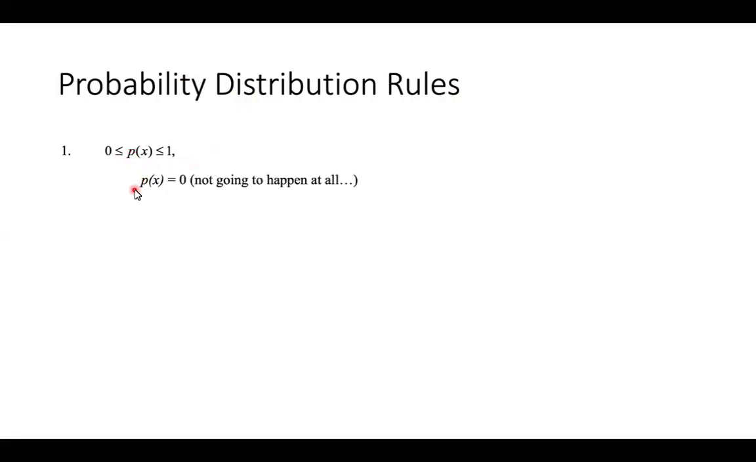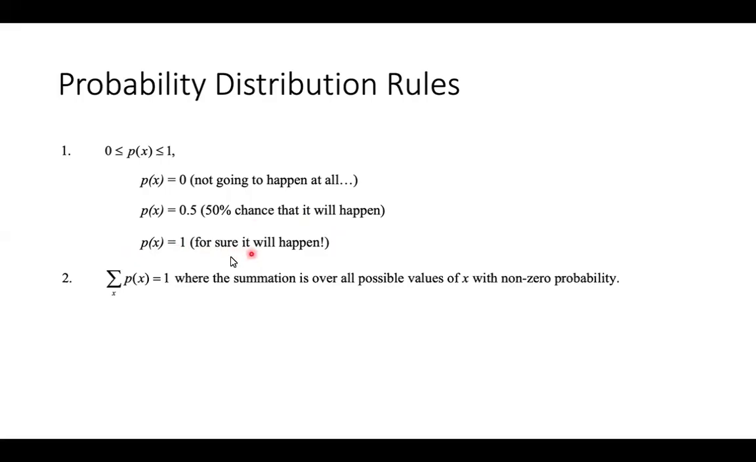It means that if P of x equals 0, then the event will not happen at all. If P of x is 0.5, it means that there's a 50% chance that it will happen. And if P of x equals 1, then that means for sure the event will happen.